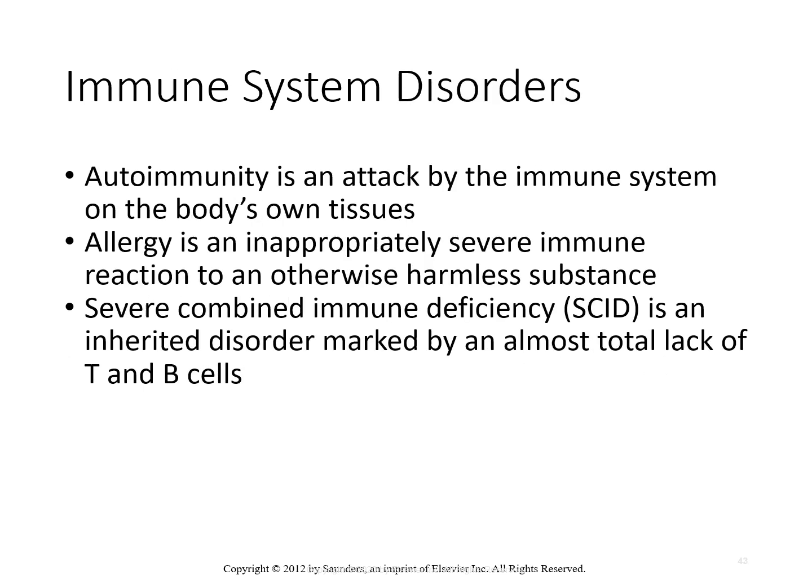And then we can have autoimmune disorders. Autoimmunity is essentially an attack by the immune system on the body's own tissues. An allergy is an inappropriately severe immune reaction to an otherwise harmless substance. So some people are allergic to dogs and cats. They're not really causing any harm to us, but for some reason our body thinks that it is. So it's causing runny noses, itchy eyes, things like that.